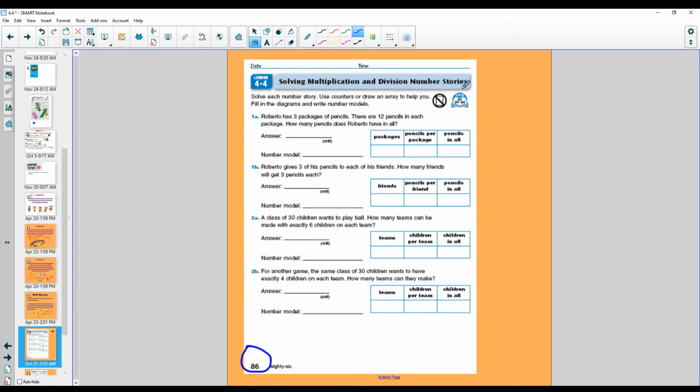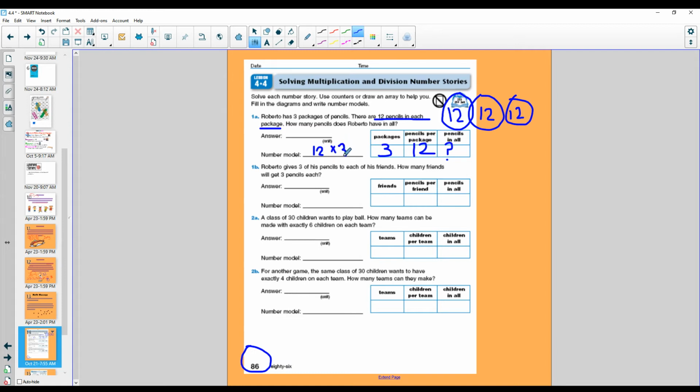Okay, if I don't know, I'm going to draw a picture. He has 1, 2, 3 packages, okay? 3 packages. There are 12 pencils in each package. 12. I'm trying to figure out how many in all. So here's 12. There are 12 in this package, and there are 12 in this package. So what I'm trying to figure out is 12 plus 12 plus 12, which means I added 12 3 times.